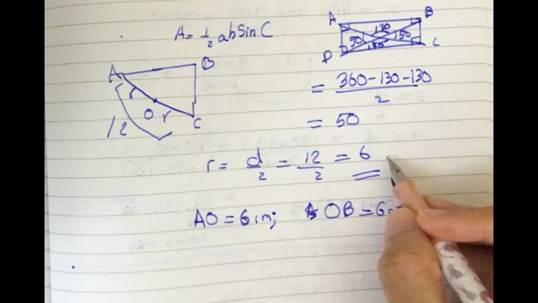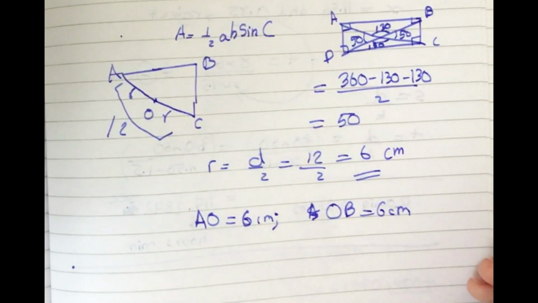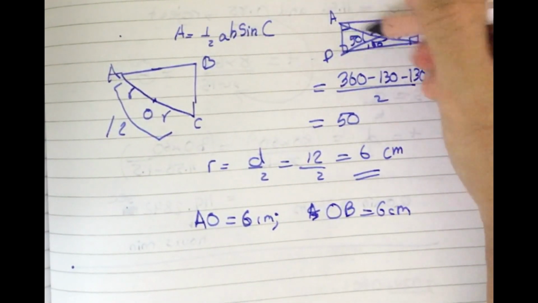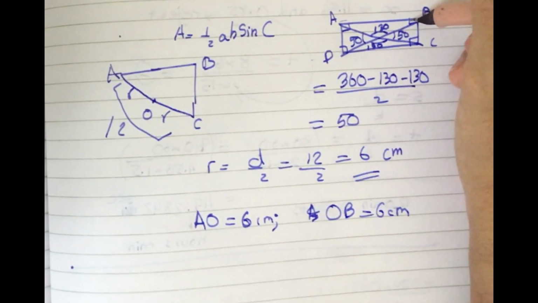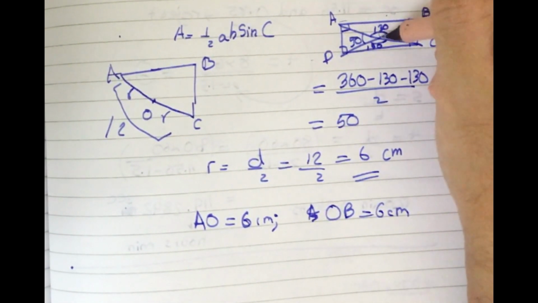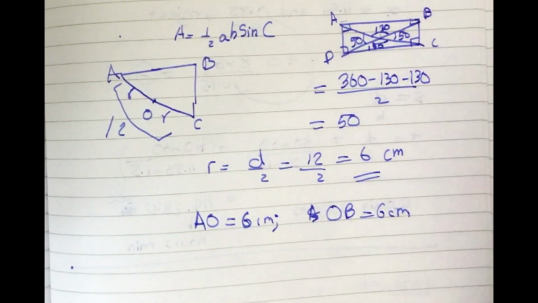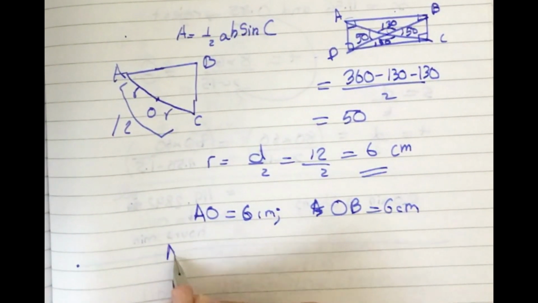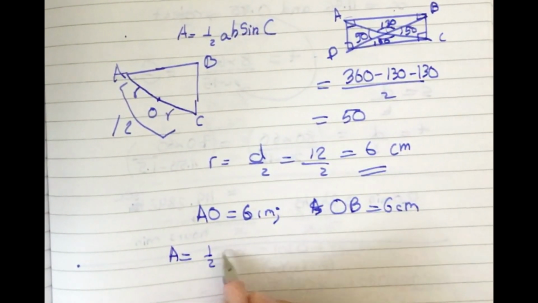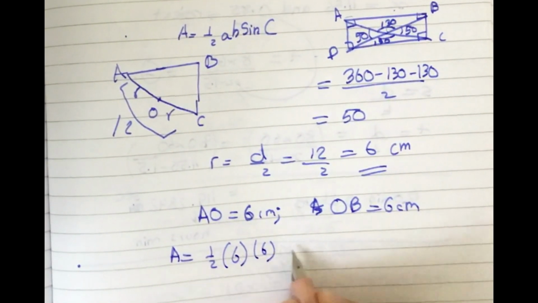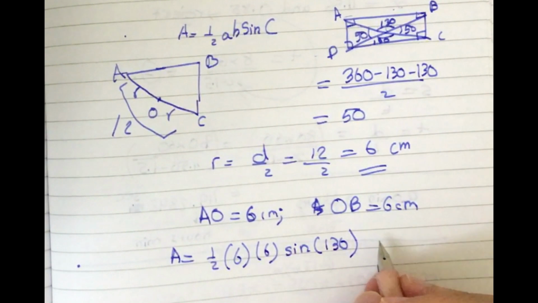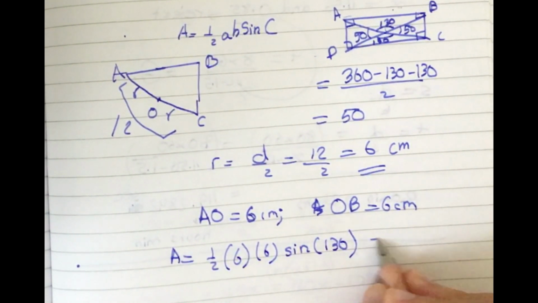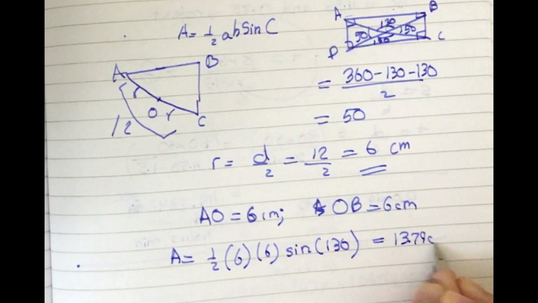Okay, so I have A, this can be taken as B, and then opposite is C. This is sine C. So we know that A equals 1/2 times 6 times 6 times sine of 130. So you will get your answer as 13.79 centimeters squared.